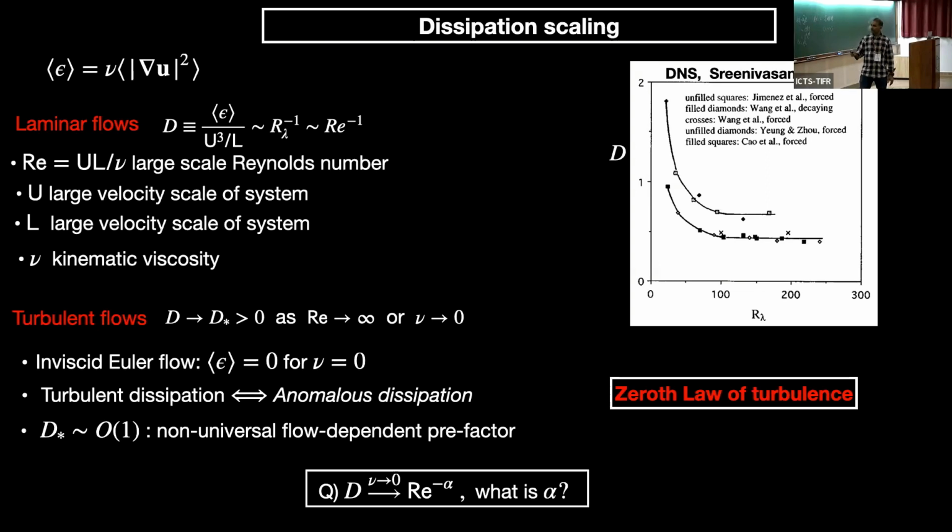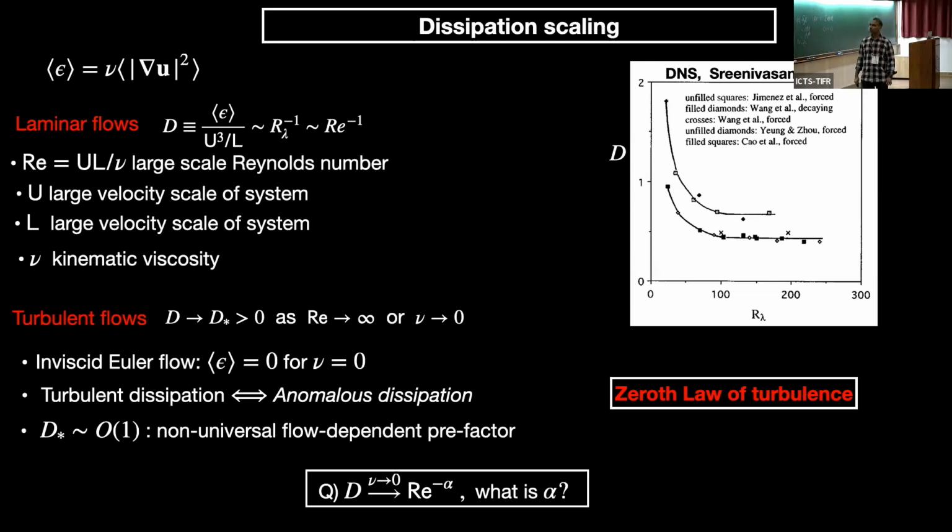And note that for an inviscid Euler flow, the mean dissipation is 0. This turbulent dissipation is also called anomalous dissipation because as the viscosity is going to 0, the symmetry breaking parameter is vanishing, yet the dissipation is non-vanishing. Notice that from the basic consensus, the D star is of order 1, and this has some non-universalities to it, and this is well known.